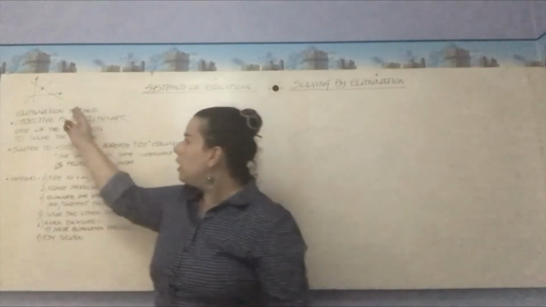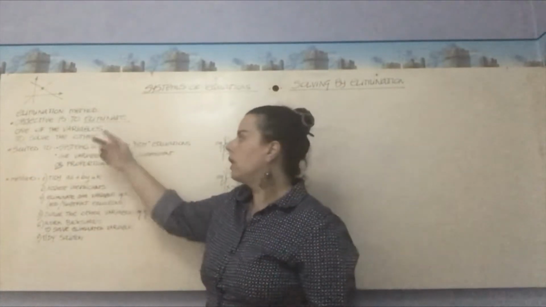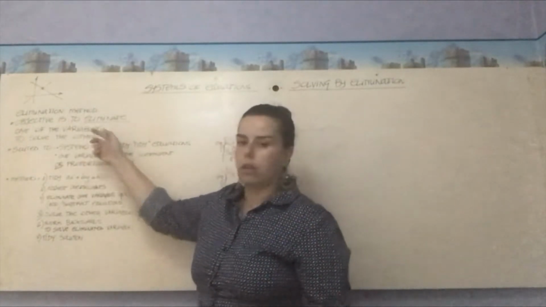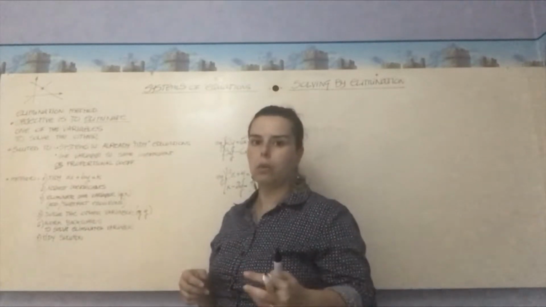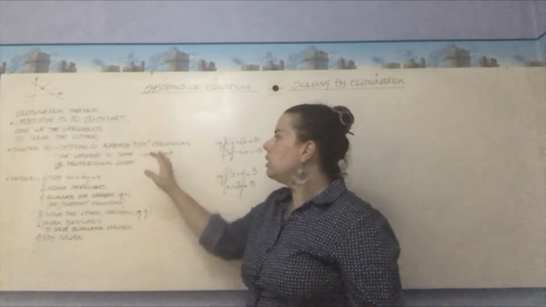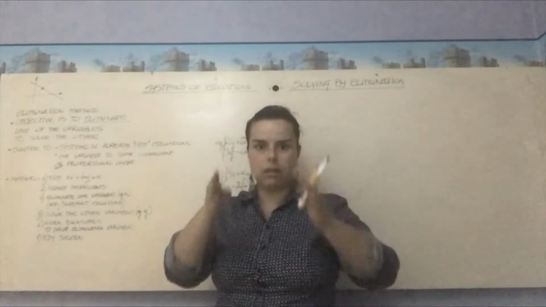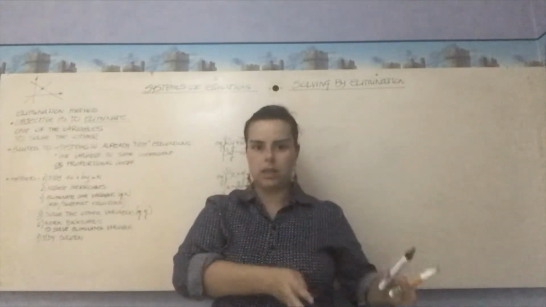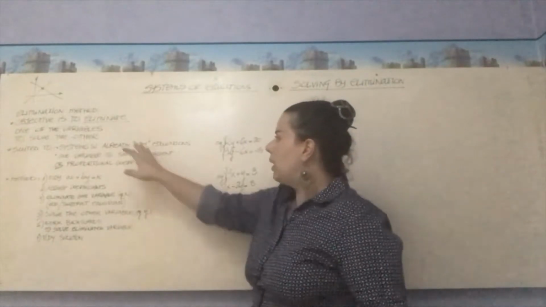The objective in the elimination method is to eliminate one of the variables, that's what's called elimination, to then solve the other. Remember, I can only solve one variable at a time, and for that I can only work with one equation at a time. It's very suited to systems that already have tidy equations, and by that I mean the x's are in the same place, the y's are in the same place, and the constants are in the same place.